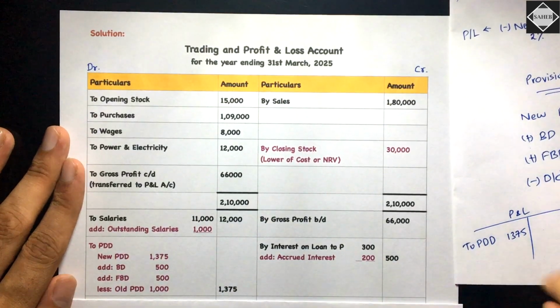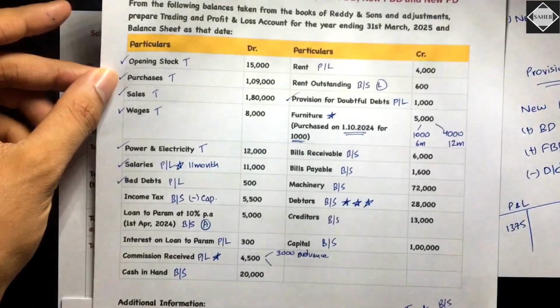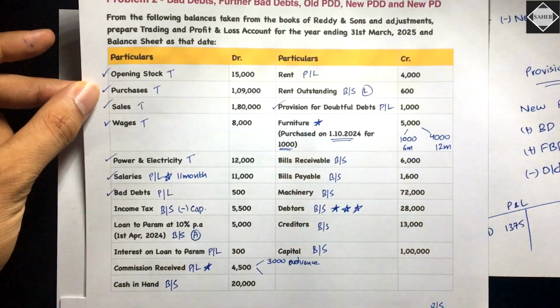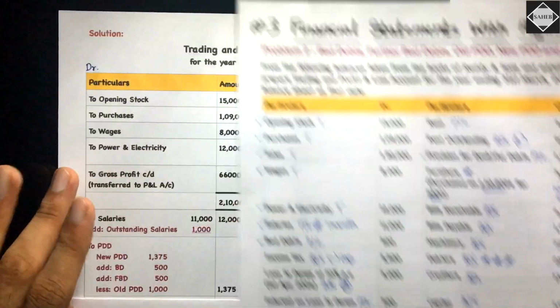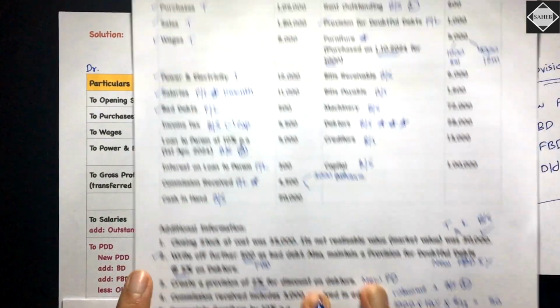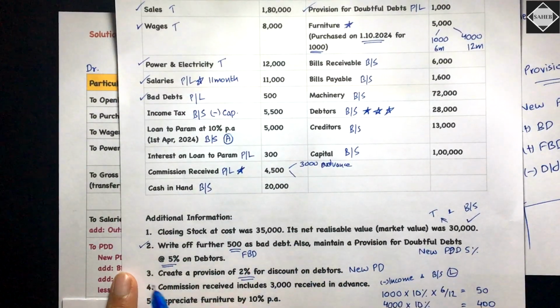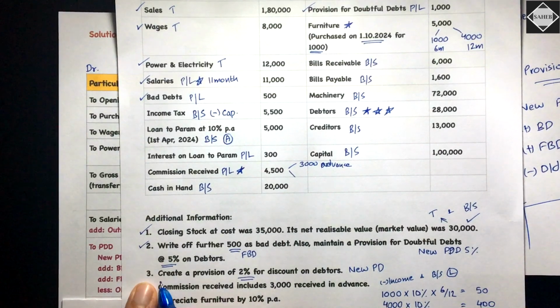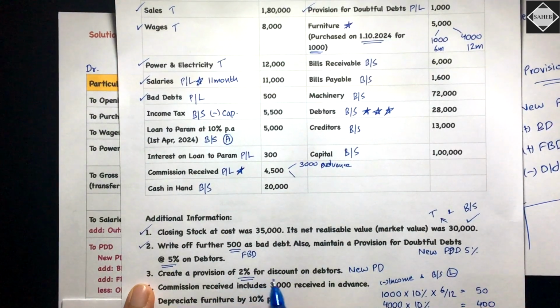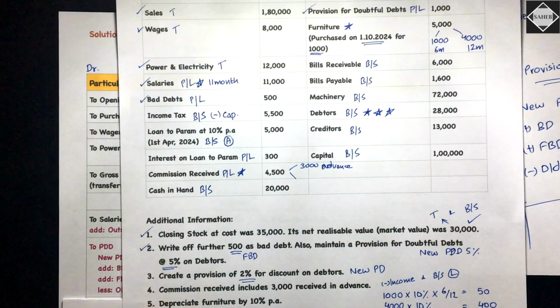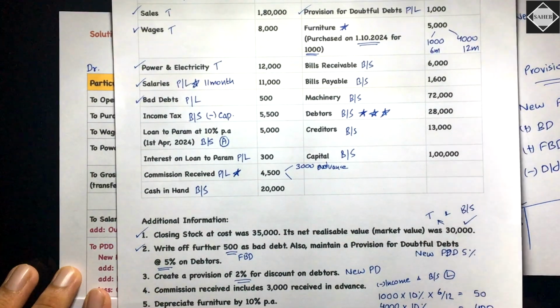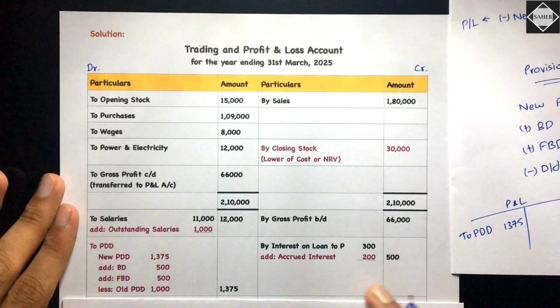Okay. Then what? We are done with bad debt. We are done with provision for doubtful debts. We are done with further bad debts. We consider no further bad debts came over here, isn't it? And new PDD also we have taken in the PNL. So all this has been done. Closing stock also done. Then create a provision of 2% for discount on debtors. That is also related to debtors only, so we do all that together. So just here we will create the discount provision also.